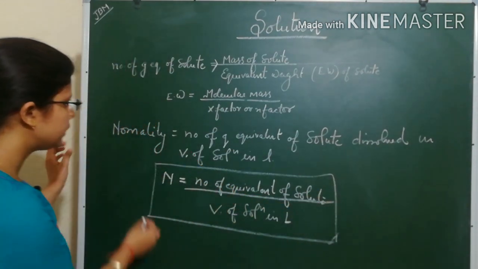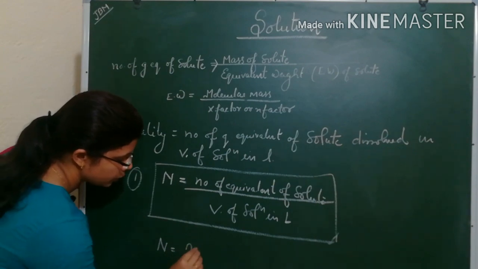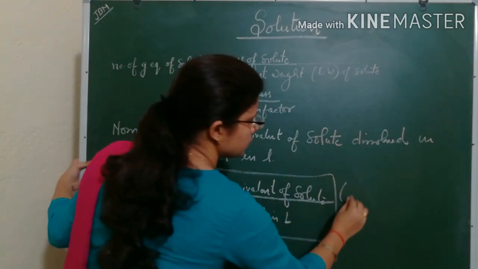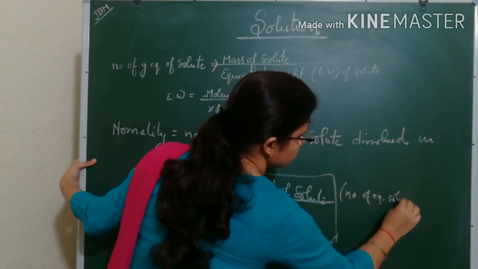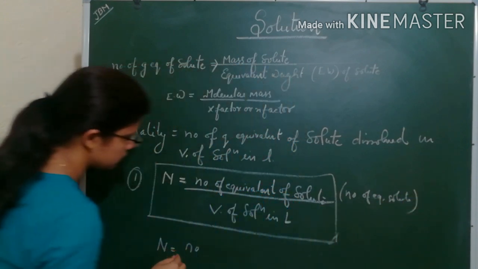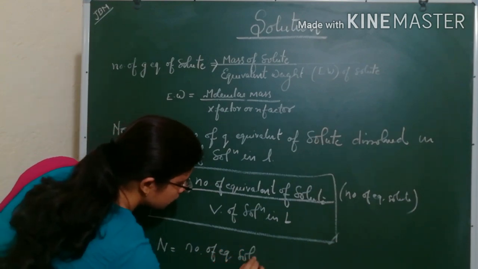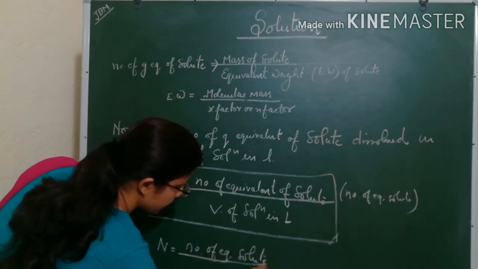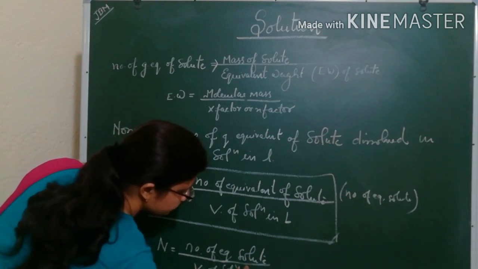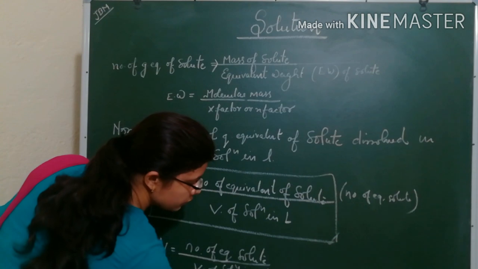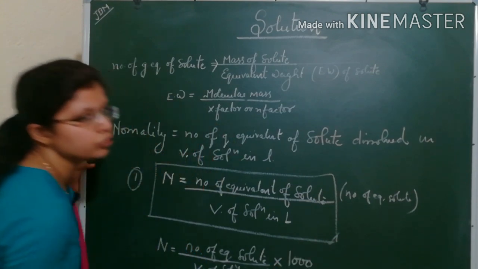Simple. Then you will get the another formula. Normality is equal to number of equivalent solute, we can write in the short form. So everywhere I will write this form. Number of equivalent of a solute divided by volume of solution in milliliter. If solution is given in the form of a milliliter, then we will multiply the 1000 in the numerator.